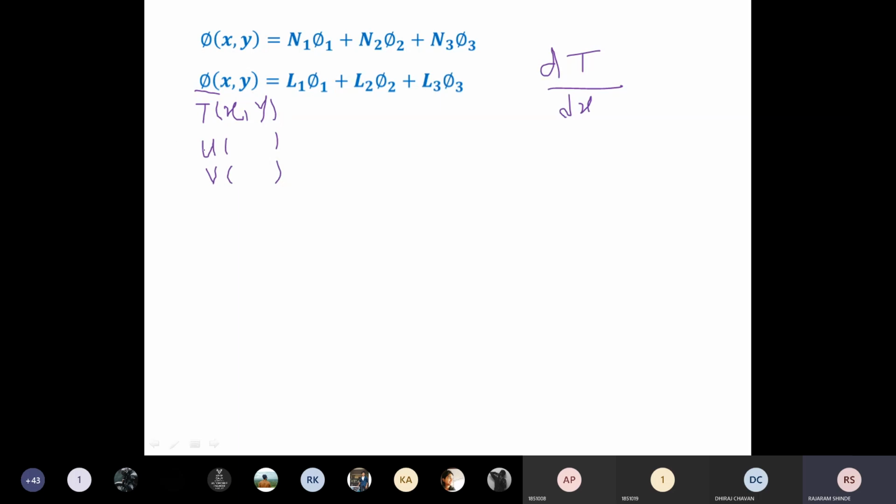Okay. And when we want to calculate the strain in the element, when we use it for structural analysis, then we have to differentiate this U with respect to X, and V with respect to Y, or U with respect to Y, or V with respect to X. That means we need the derivative of the field variables with respect to global coordinates.